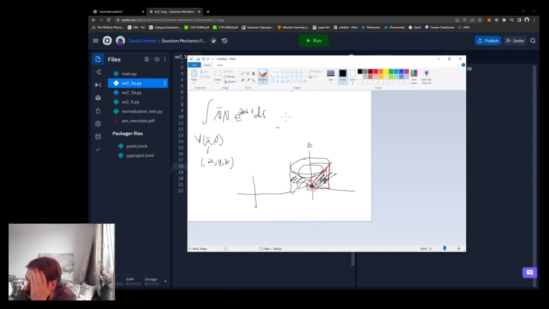These guys go out, so let's just focus on these, which is e to the minus 2 alpha r dr, right? And then the integral of an exponential function.